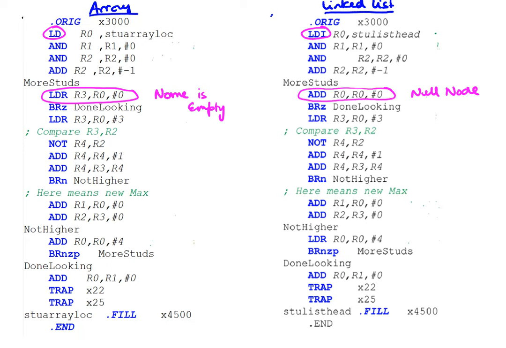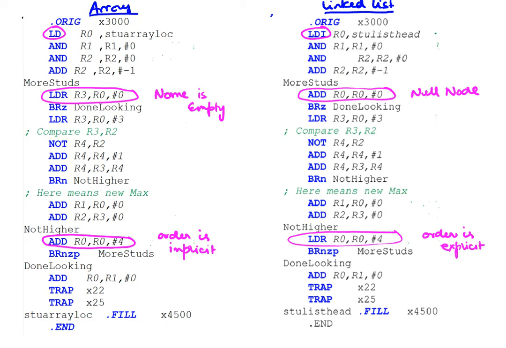The other thing is when we navigate and move from one record to another record, here we simply do an ADD R0, R0, R4, because remember order is implicit here. Whereas order for us is explicit in the case of linked list. So I have to explicitly load that address. So order is explicit. So I have to load it from that particular location. Other than that, the code is almost identical.